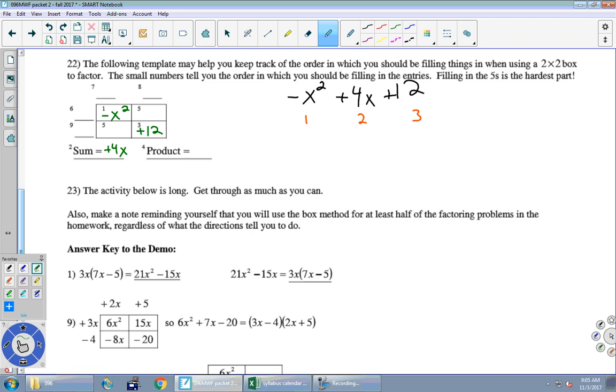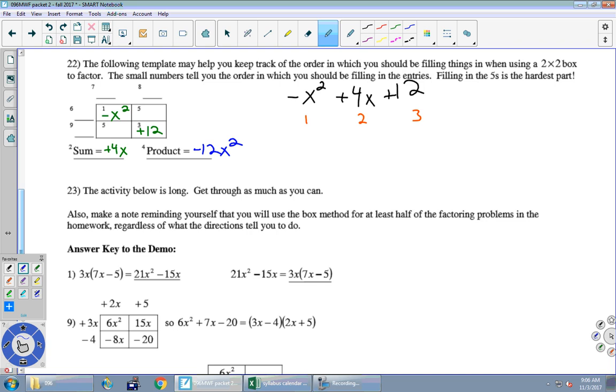And where do we go next? Well, we just did the third thing, so we must go to the fourth thing. The fourth thing is the product. So we multiply the two diagonal things that we have together, and what do we get for the product here? Negative 12x squared. This is all exactly the same as we did before. I'm just kind of bringing it all together here and making sure we see the order. It's this consistent order every time.